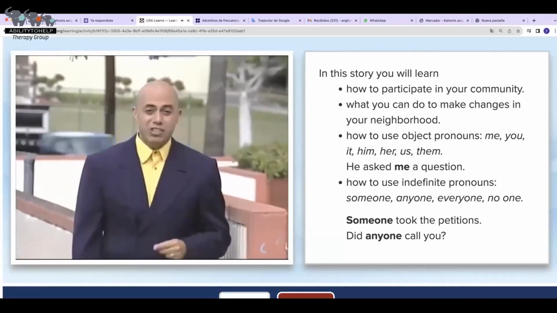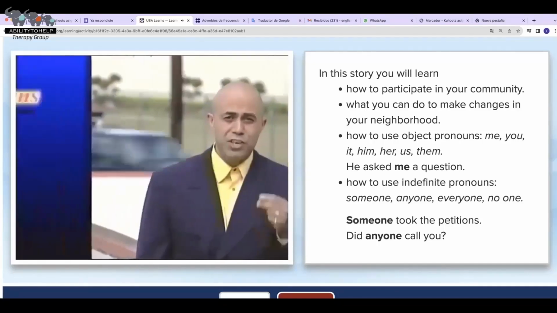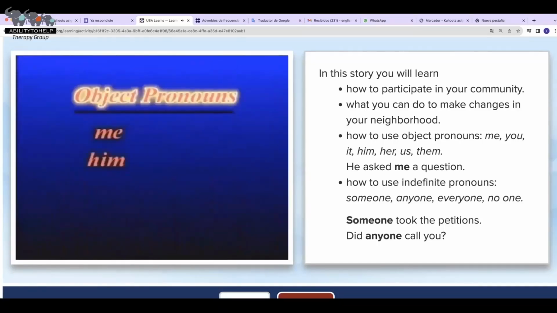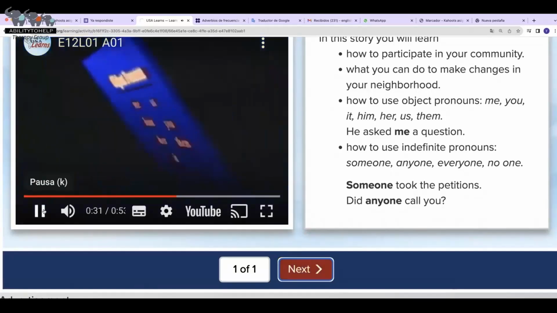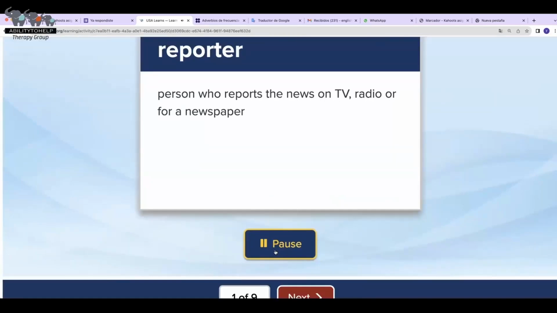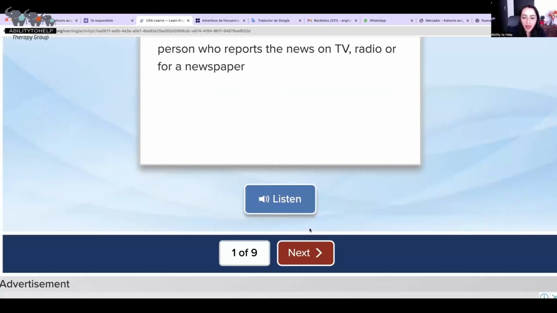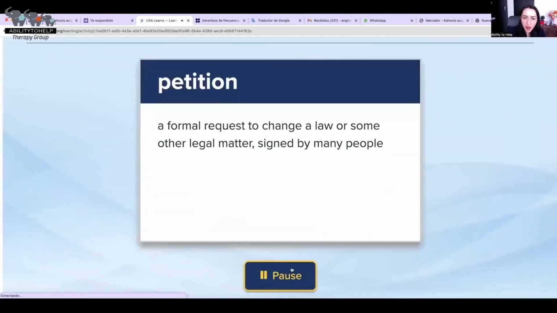Today you will learn about special types of pronouns. Object pronouns such as me, him, her, it, us, you, and them. Reporter. Reporter is a new vocabulary word. Petition.